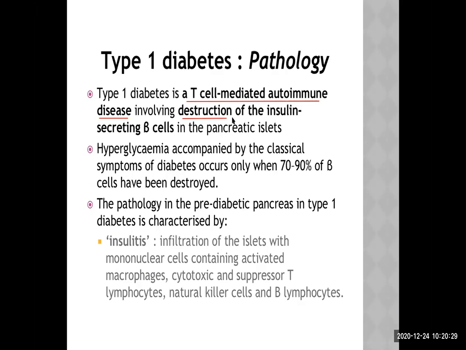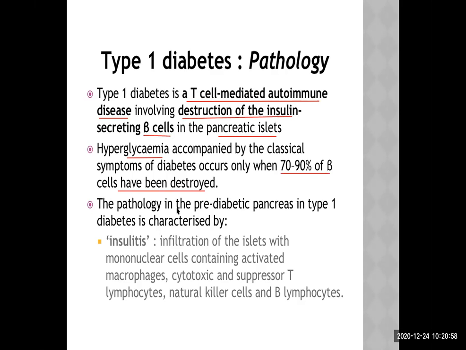It involves destruction of the insulin-secreting beta cells in the pancreatic islet. So there is destruction of beta cells so that there will be no release of insulin. Insulin is absolutely absent here. Hyperglycemia accompanied by the classical symptoms of diabetes occurs only when 70 to 90% of the beta cells have been destroyed. And that's what happens in type 1 diabetes.